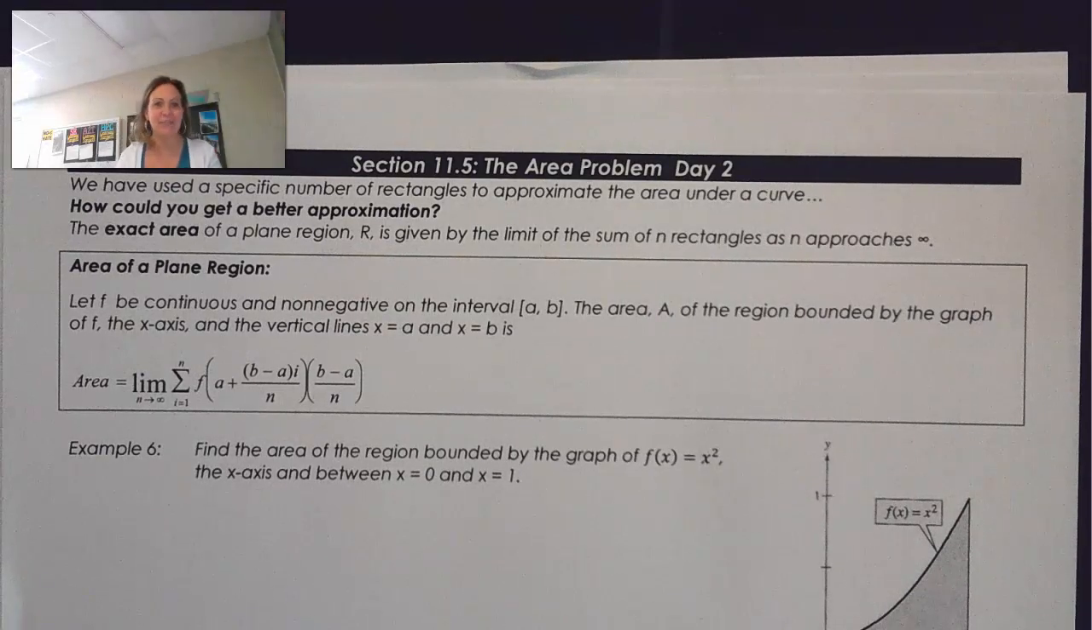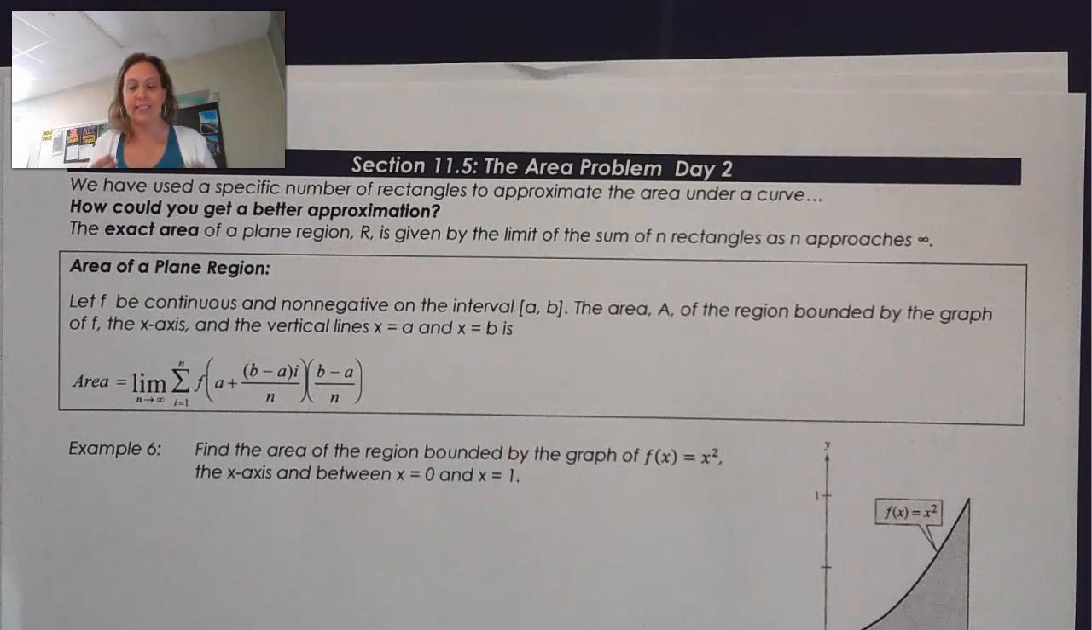Hey, we're going to continue today with day 2 of our area problem. What we did in the previous lesson is we used a specific number of rectangles to approximate an area under a curve. The issue is that sometimes with these rectangles, there are places that are extra, and places that are underneath. So we have that issue of it's either going to be too much or too little. How could we get a better approximation?